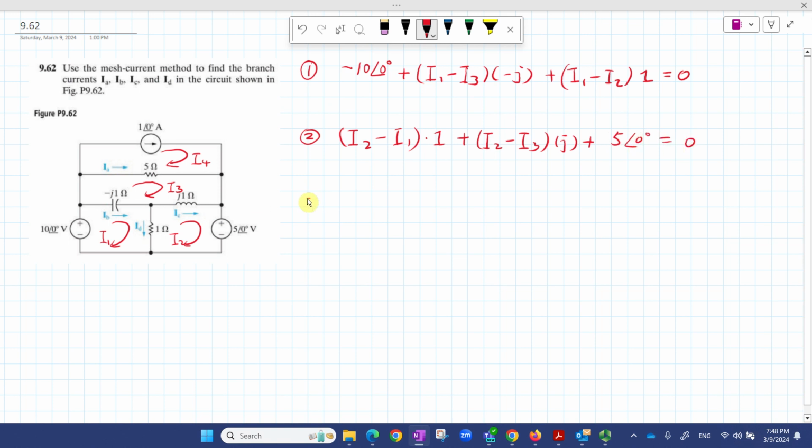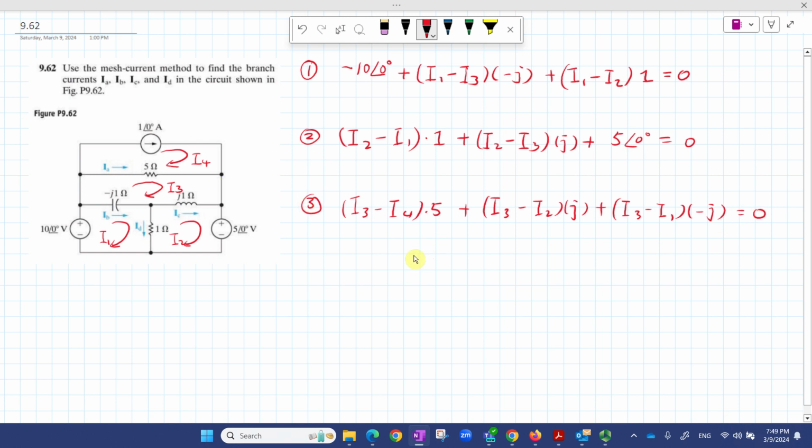That's the second one, and the third one, we start from here. So this is I3 minus I4, I3 minus I4 multiplied by 5 volts, plus I3 minus I2. This is I2, right? I3 minus I2 multiplied by J, and a plus I3 minus I1. That's the current difference, multiplied by negative J. Okay, and all of this sums up to 0.